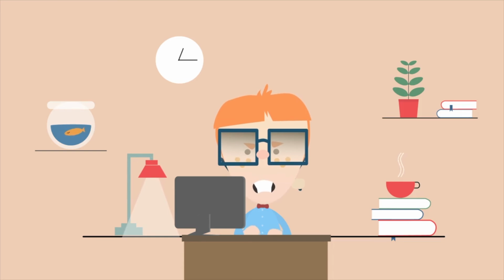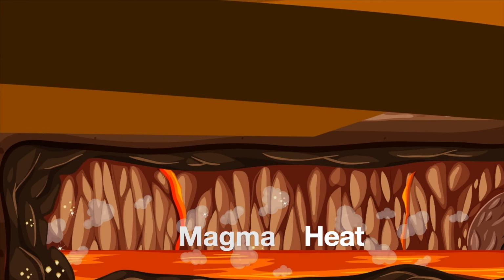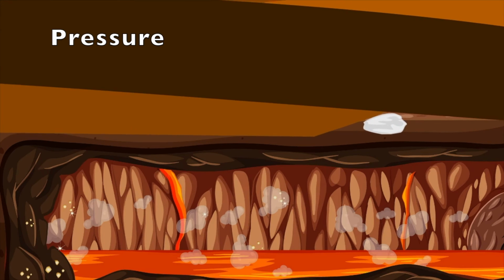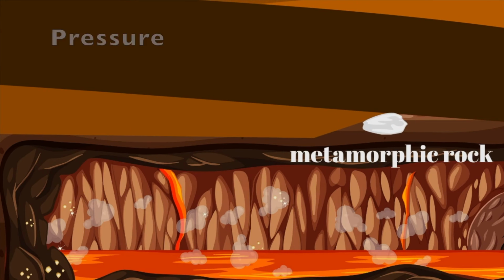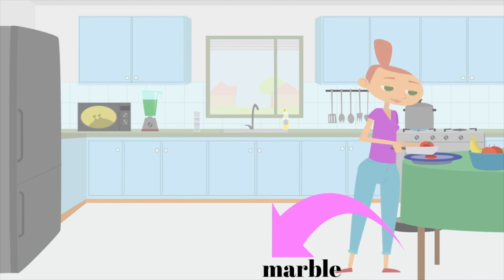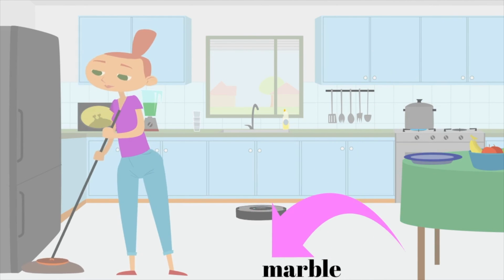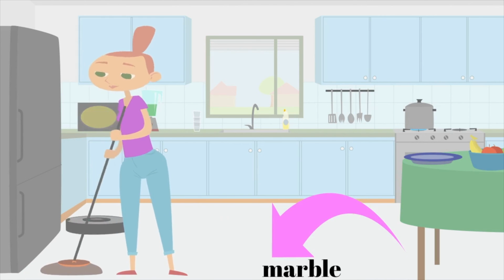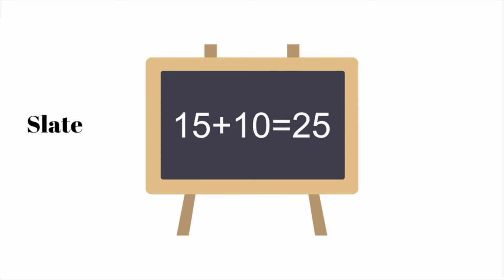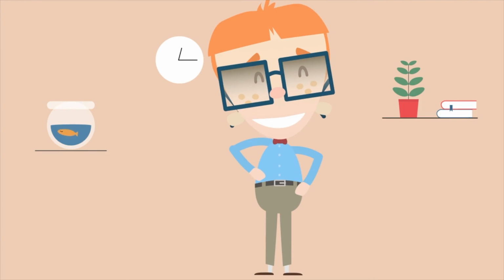Now I need to find out about metamorphic rock. The magma heat and the pressure of sand, soil and dead plants form metamorphic rock, such as marble used in our homes and slate, as in the blackboard. Yeah! Now I know all about the rocks.